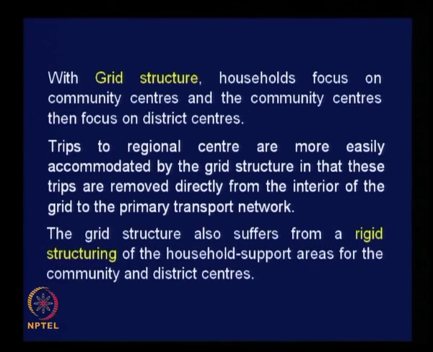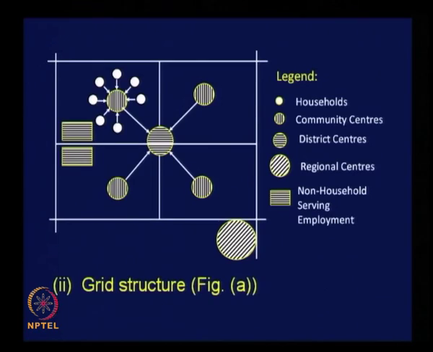Think of the figure that we have seen. I will show you the figure again. The grid structure also suffers from a rigid structuring of the household support areas for the community and district centers. You look at the figure. Of course, one advantage here is that reaching the regional centers is easy. You can directly access the type 1 route from any point and then take this faster route to come to the regional center. That is an advantage.